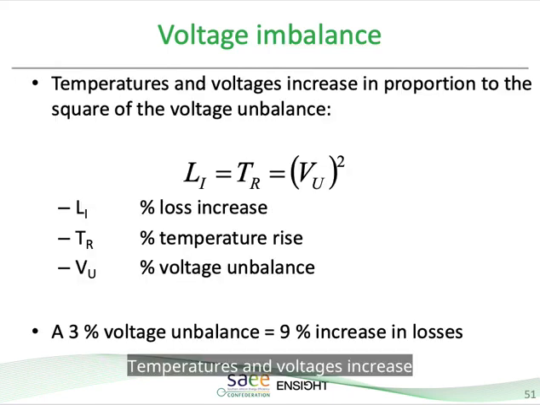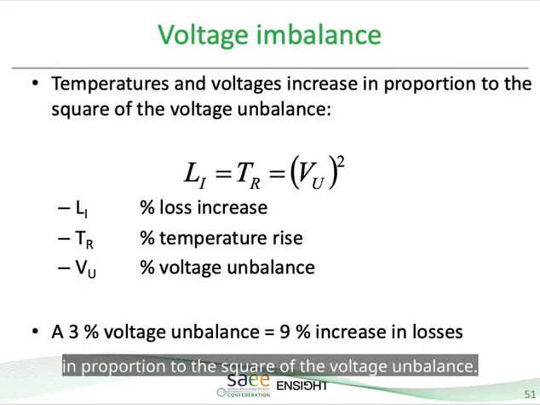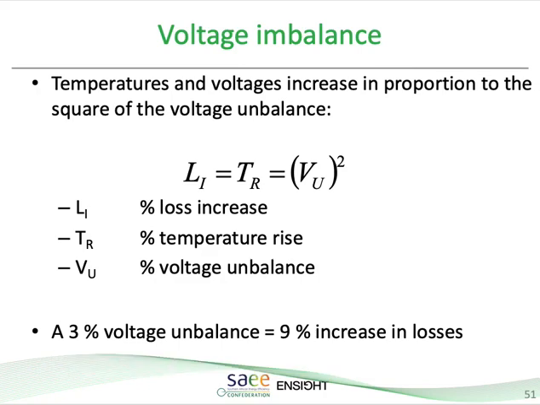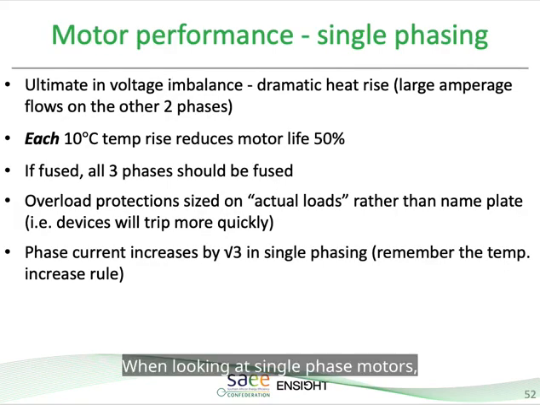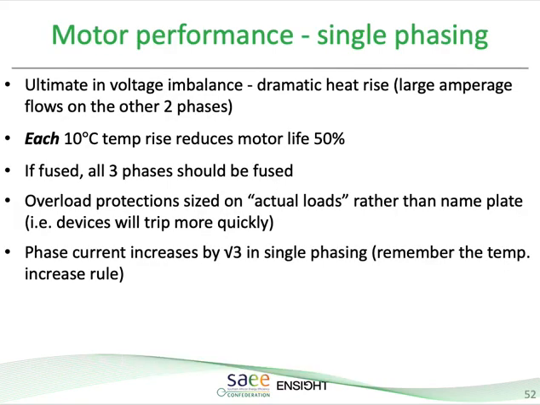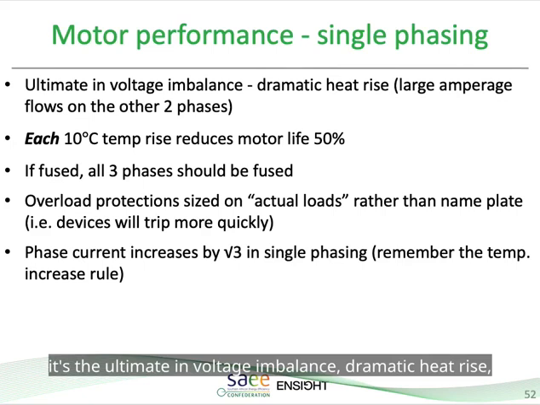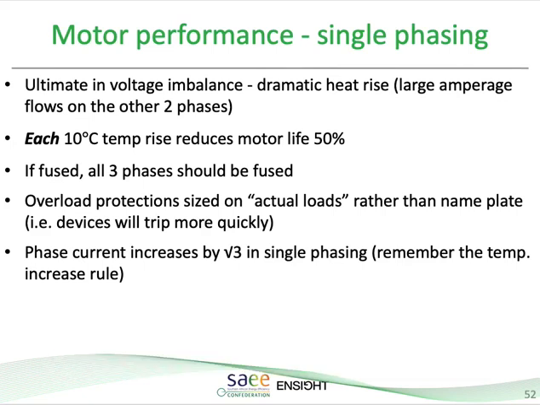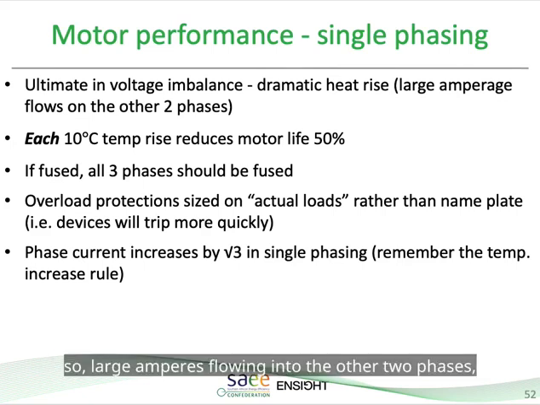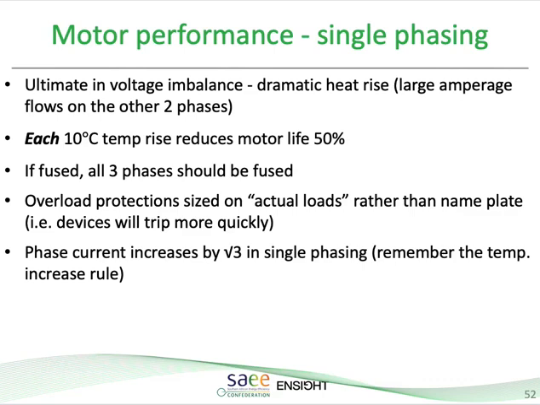Temperatures and losses increase in proportion to the square of the voltage imbalance. So a 3% voltage imbalance causes a 9% increase in losses. When looking at single-phase motors, it's the ultimate in voltage imbalance, with dramatic heat rise, as large amperes flow into the other two phases. Each 10-degree rise reduces a motor's life by 50% again.